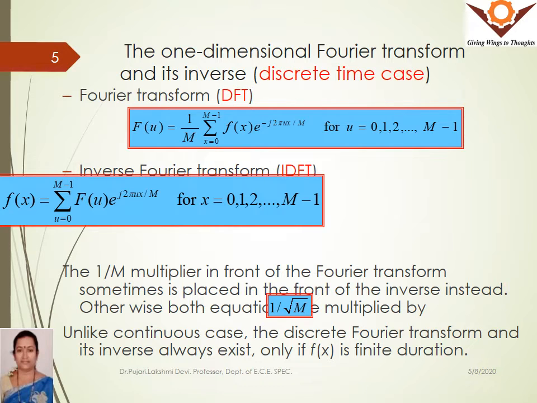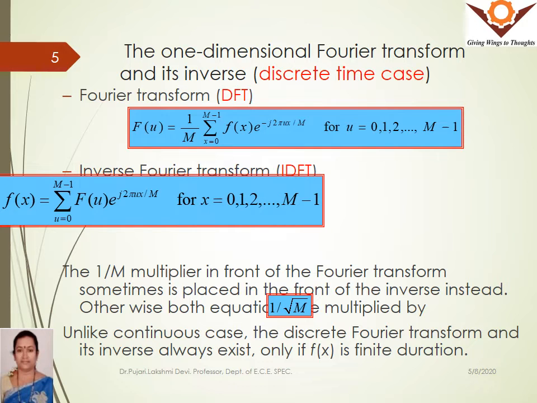Now 1 by m is a multiplier in front of the Fourier transform, sometimes placed in front of the inverse instead. Otherwise both equations get multiplied by 1 by square root of m. Here I have given 1 by m in one of the equations only as a multiplier. Suppose you want to give equal weightage to both the inverse and the Fourier transform equations, as a pair of equations, then both equations get multiplied by 1 by square root of m.